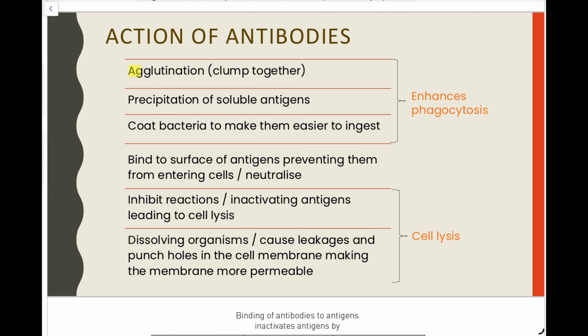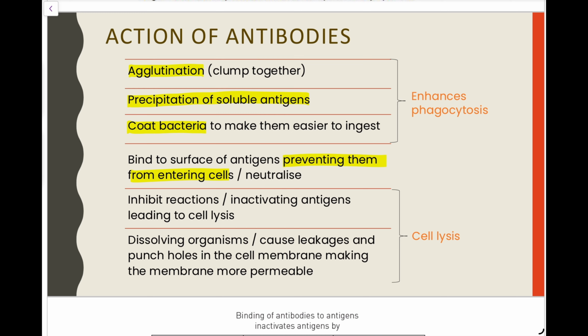So we're talking the agglutination of these foreign bodies. Secondarily, we can also have precipitation of soluble antigens, so preventing them from dissolving within a particular liquid. And finally, they can also coat bacteria and make them easier for other cells to ingest. From here, we've also got antibodies that will bind to the surface of antigens, and what that's largely going to do is prevent them from entering cells and effectively neutralizing them to a certain extent.